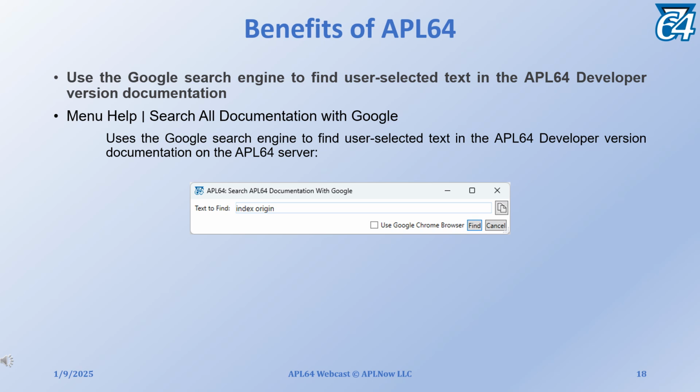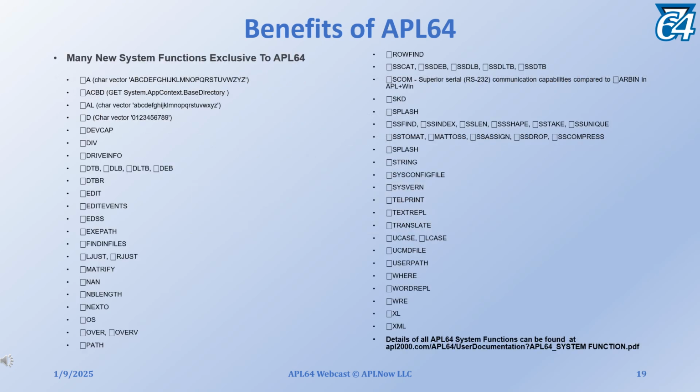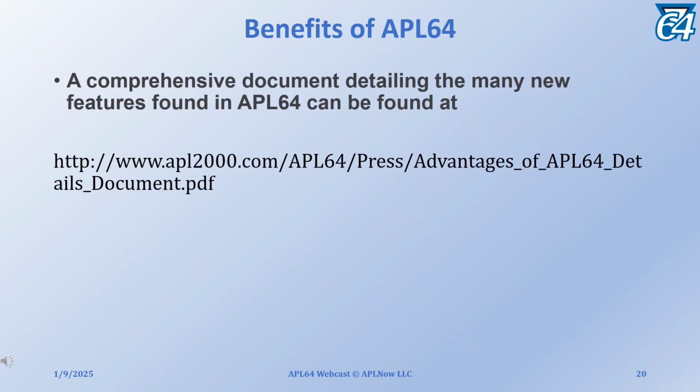Use the Google search engine in APL64 to find user-selected text in the APL64 developer version documentation. Here is a sample of the many new system functions exclusive to APL64. Details of all APL64 system functions can be found in the user documentation. A comprehensive document detailing the many new features found in APL64 can be found at the URL shown on the screen.